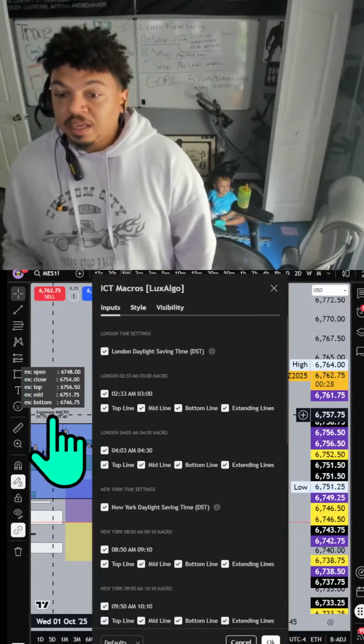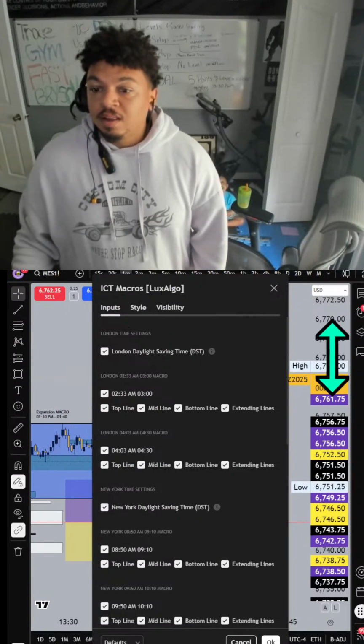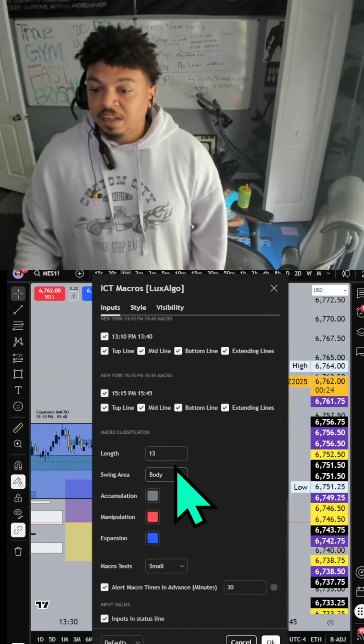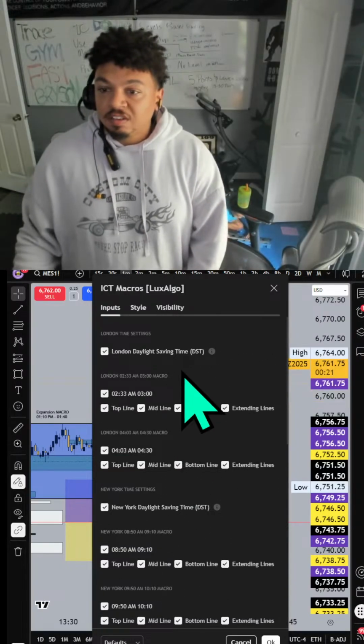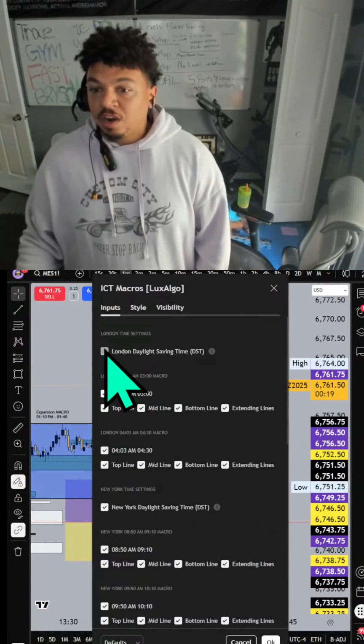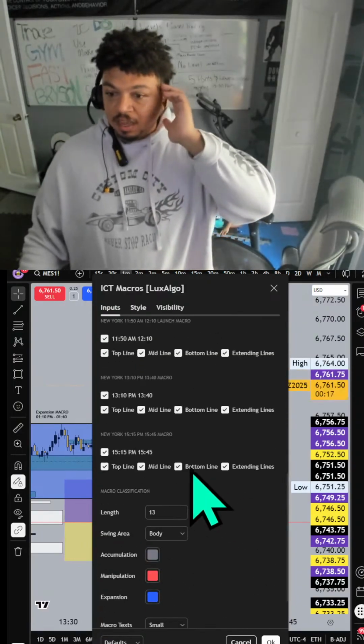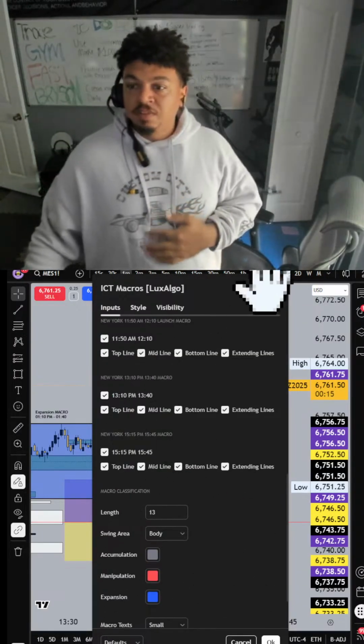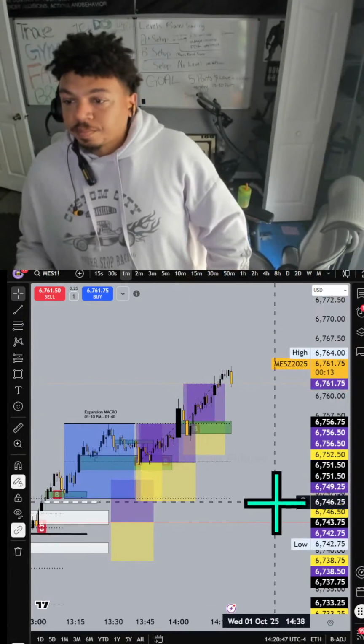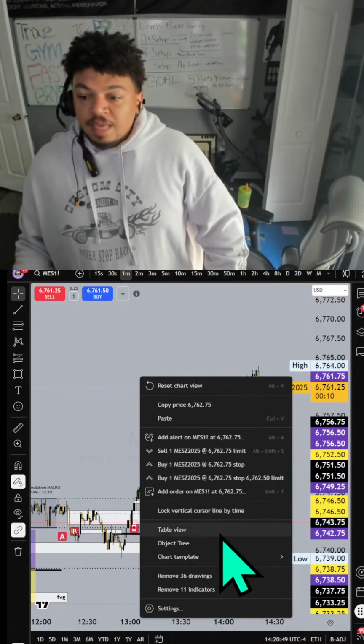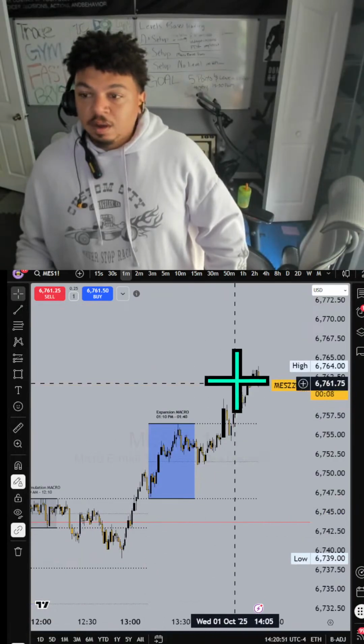All you need to take a B is the ICT macro by Lux Algo. Make sure it's turned on to these settings. Go back and pause it to find the settings if you want, but I think what you've got to do is turn on and off London Daylight Savings Time and turn on all of these, because sometimes they don't come turned on, right?